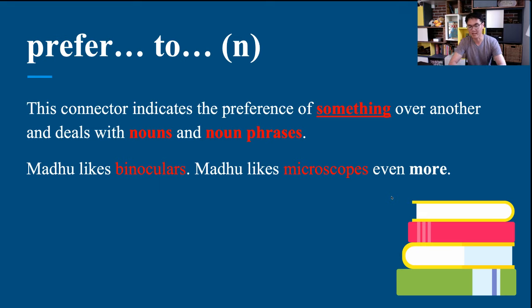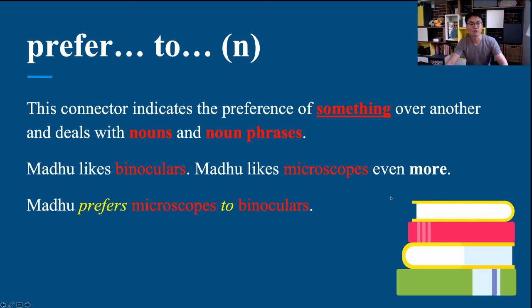So let's look at this example. Madhu likes binoculars. Binoculars are objects. Madhu likes microscopes even more. Microscopes are objects. So these are two objects, two noun phrases. They're normal nouns, they're not proper nouns, so they're not capitalized. Madhu likes binoculars. Madhu likes microscopes even more. And the words even more tell me that Madhu likes microscopes more than binoculars. So Madhu prefers microscopes to binoculars.